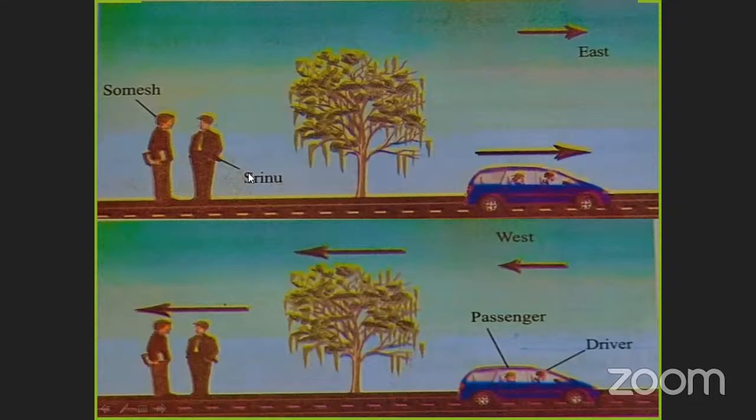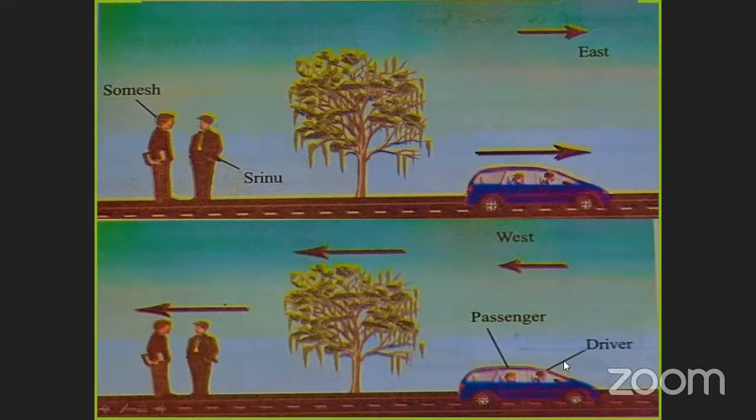Children, see these pictures. Here two persons are standing on the road. One tree is present and one vehicle is moving towards the east. In point of view of these two persons, Somesh and Srinu, the tree is at rest, but the car is moving towards the east. That means in point of view of Somesh and Srinu, the car is moving and the driver and passenger in the car also have motion.